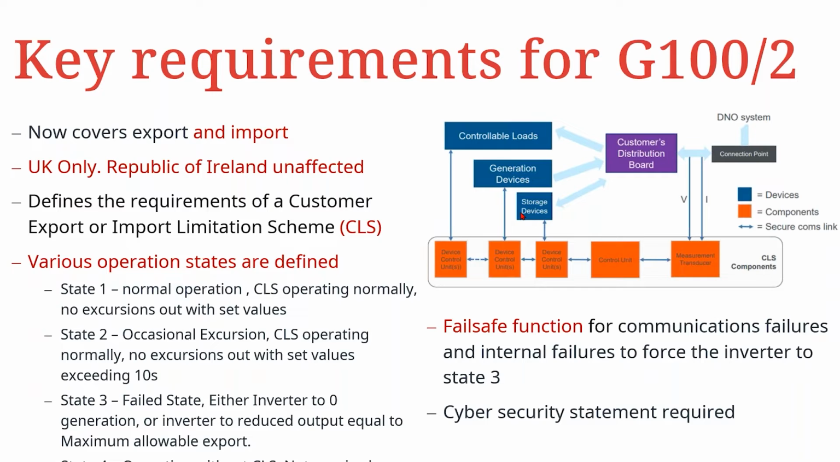And then in orange, we have our CLS, our components in our limitation scheme. Well, that all looks very complicated. In reality, that is just our Fronius smart meter, our ULWR smart meter. So it's a lot simpler than it looks.